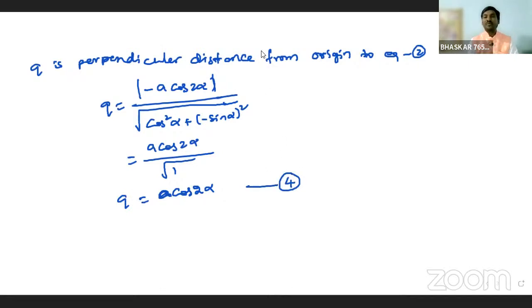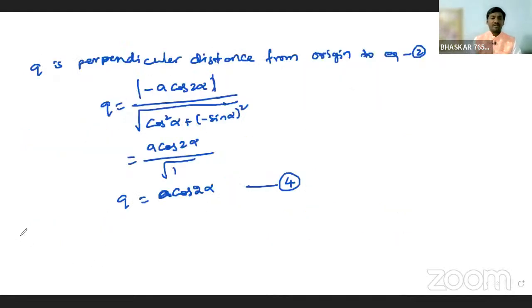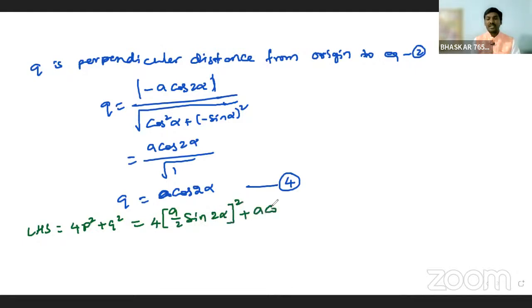What do we have to prove? He is asking us to prove 4p square plus q square is equal to a square. How do we find it? Take the LHS, which is 4p square plus q square. 4 into p square, where the p value from equation 3 is a by 2 sin 2 alpha, whole square, plus the q value a cos 2 alpha, whole square.